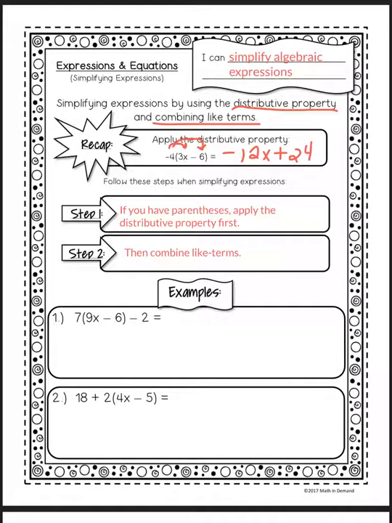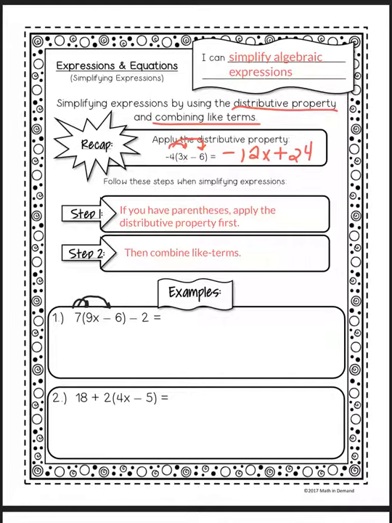Now let's go down to the bottom and look at some examples. The first example, I notice there are parentheses, and then outside the parentheses, there's a minus 2. But in front of the parentheses, there's a 7. So I'm going to start by multiplying everything in the parentheses by 7.